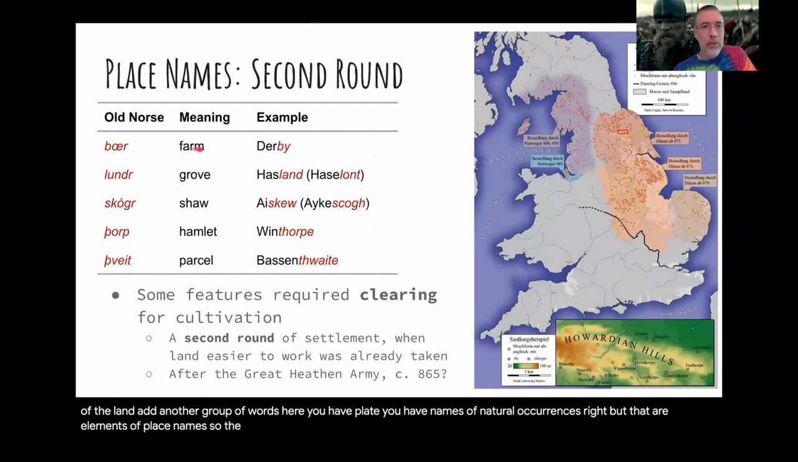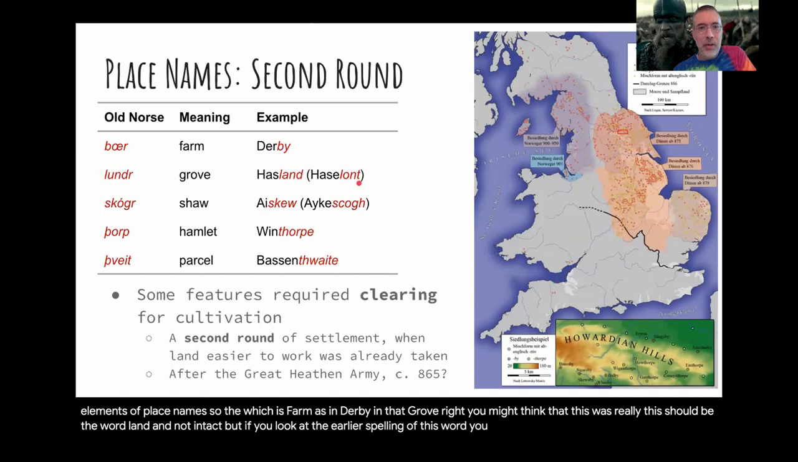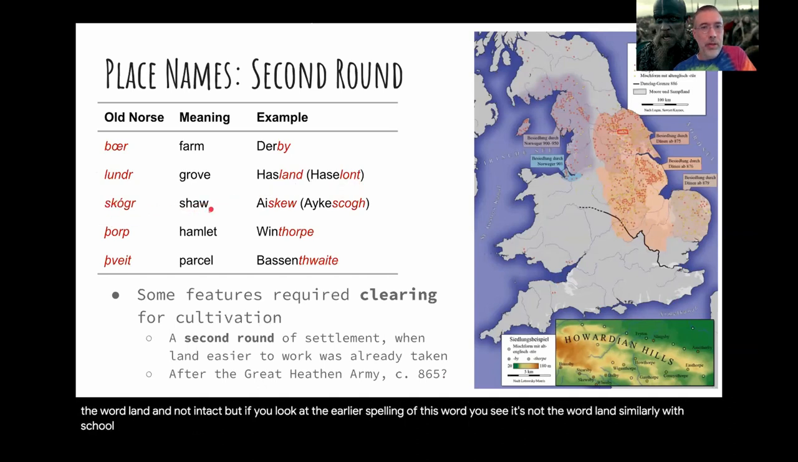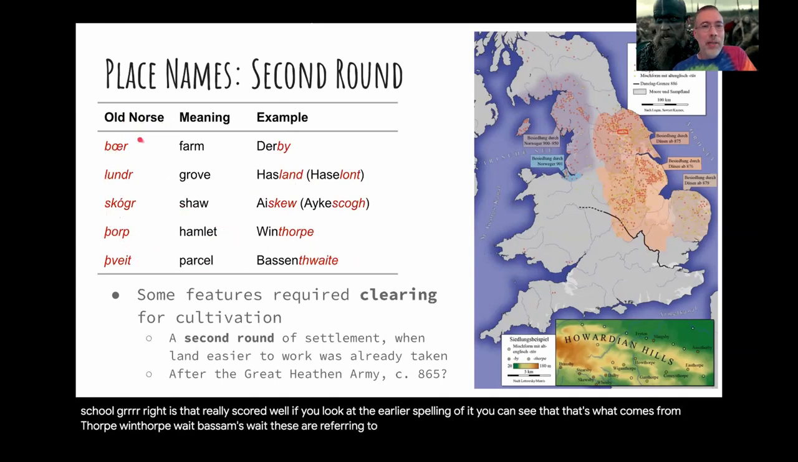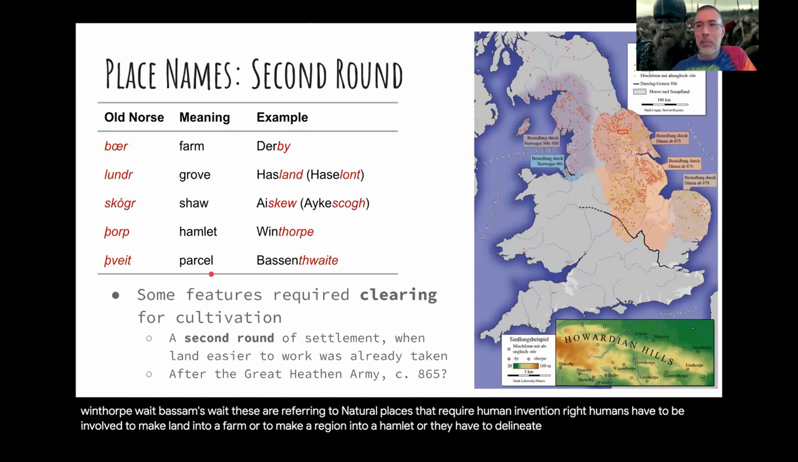So by, which is farm, as in Derby, Whitby, Grimsby, right? You might think that this should be the word land and not Whitby, but if you look at the earlier spelling of this word, you see it's not the word land. Similarly with skogr, right? Is that really skogr? Well, if you look at the earlier spelling of it, you can see that that's where it comes from. Thorpe, Winthorpe, Thwaite, Bassenthwaite. These are referring to natural places that require human intervention, right? Humans have to be involved to make land into a farm, or to make a region into a hamlet, or they have to delineate a parcel of land.